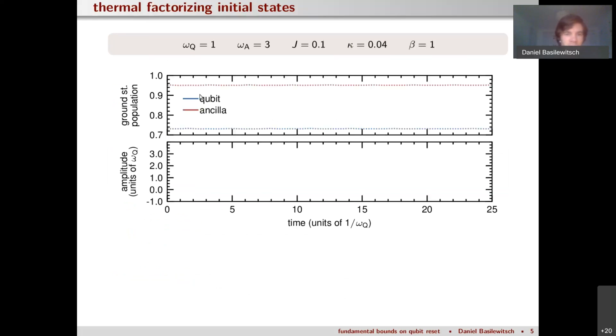What you can see here in the upper plot is the ground state population of the qubit and the ancilla under those parameters. And as you can see, as long as the control field is switched off, so no control field, the ground state populations more or less stay on their initial levels. This is also what you can expect, because the qubit and the ancilla are far detuned from each other, so effectively they are not really talking to each other, despite the rather large coupling between them.